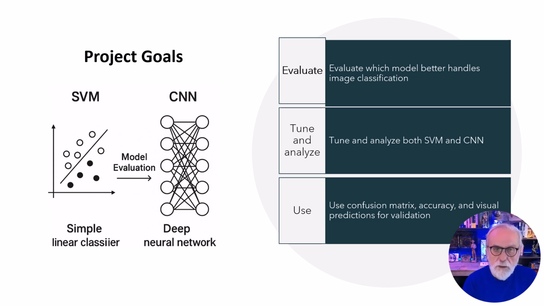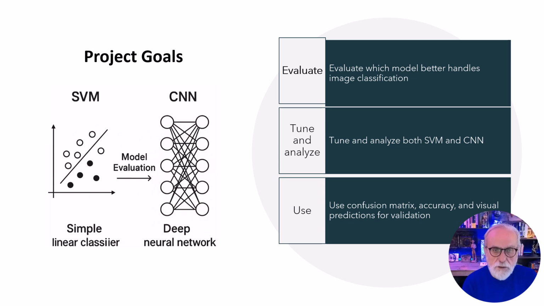Our project objectives include model building, designing an SVM and CNN architecture suitable for this dataset; training and tuning, optimizing hyperparameters to get the best possible performance from both models; evaluation, measuring performance using metrics like test accuracy, misclassification counts, confusion matrices, and validation accuracy trends; and comparison, analyzing the differences between the two models, not just in accuracy, but also in training time, stability, and ability to generalize to new data.